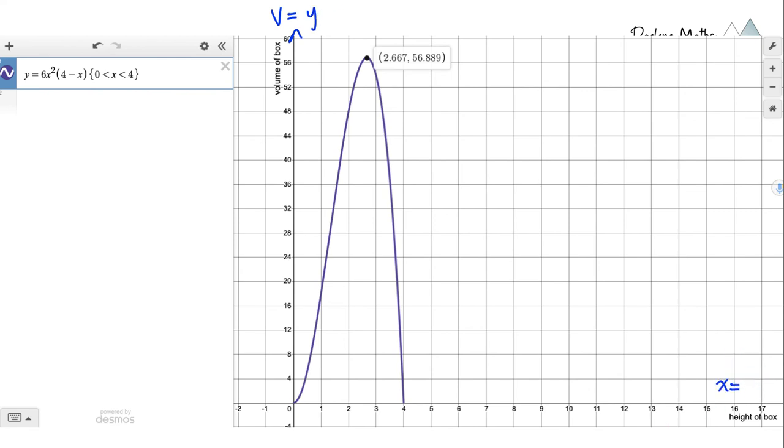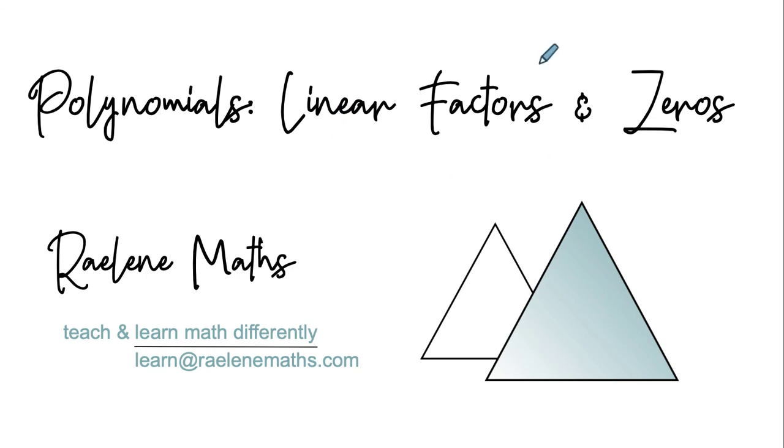Okay, well there you have it. Just looking at different applications of polynomial functions, but we can start off by understanding the linear factors and the zero relationship to help us come up with the graph.